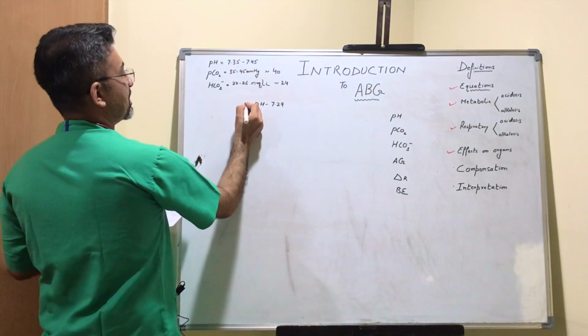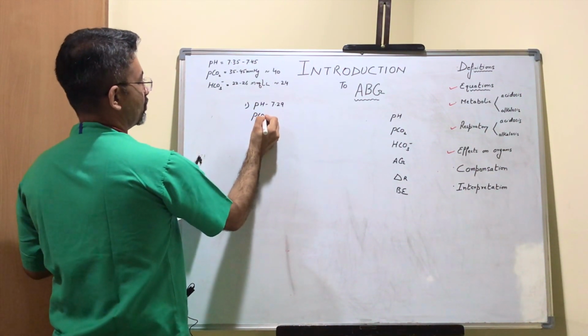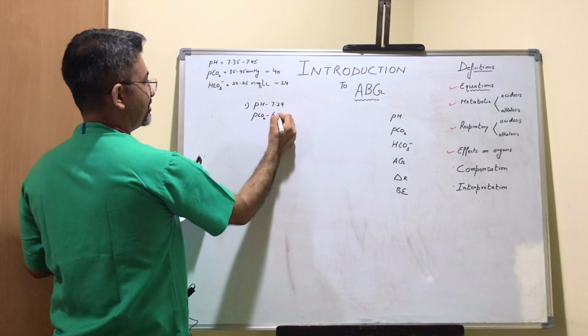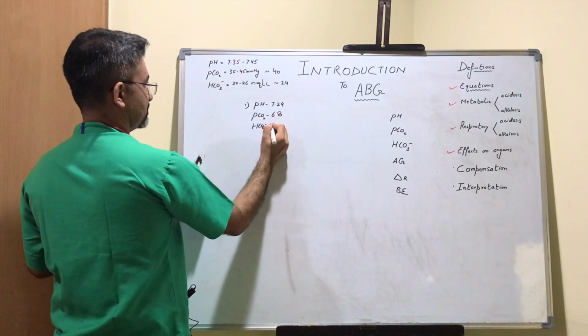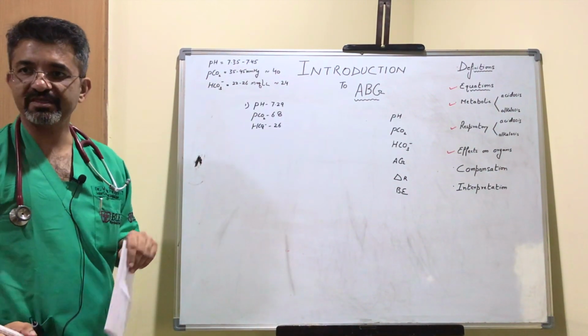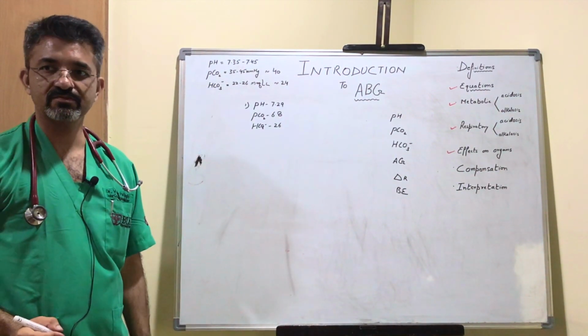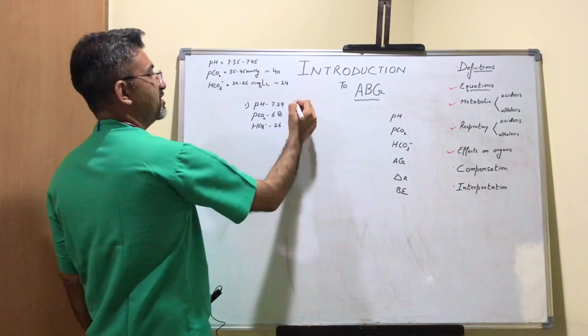Yes, the first example is if pH is 7.29, PCO2 is 68 millimeters of mercury and HCO3 is 26. What does my pH tell you? It tells you there is acidosis. So first point you have to write is that this patient has acidosis. So I write acidosis.